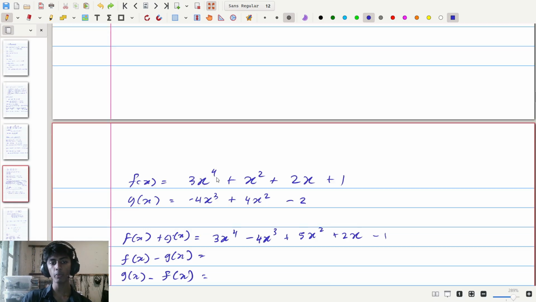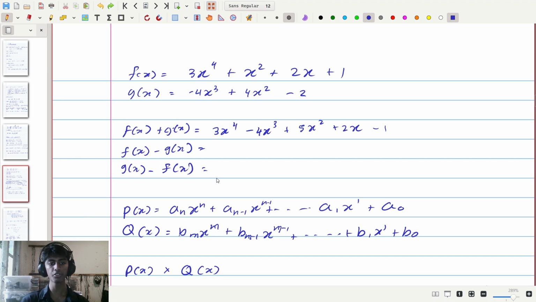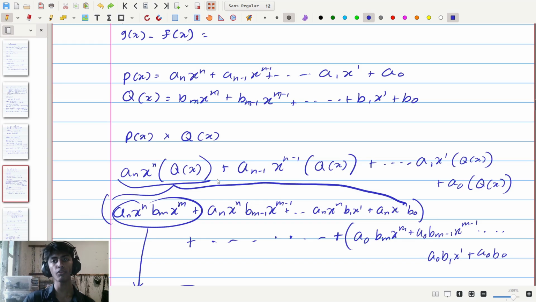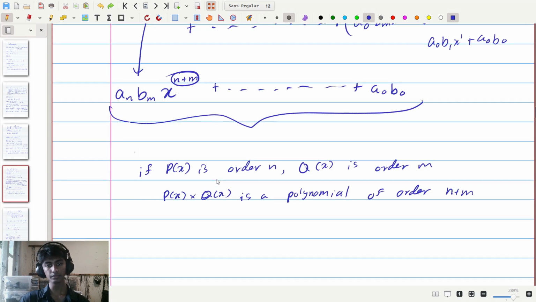And then we talked about what happens when you try to multiply two polynomials together. We talked about when you multiply a polynomial p(x) of order n and a polynomial q(x) of order m, then the resulting polynomial will be of order n plus m. Here, this theorem. Then after that, we discussed how we define the division of one polynomial by another polynomial.